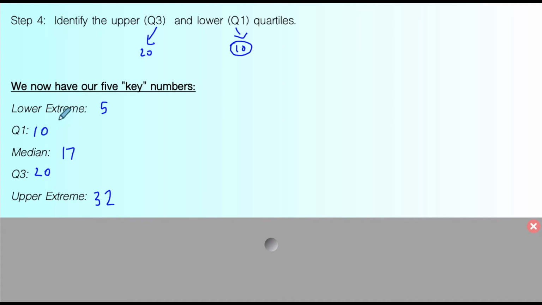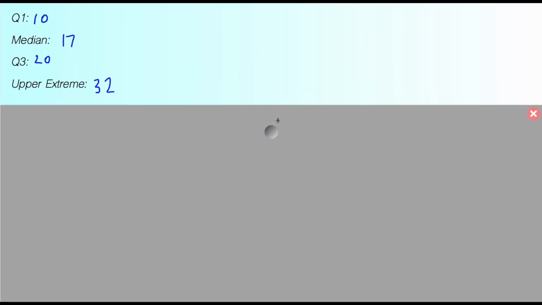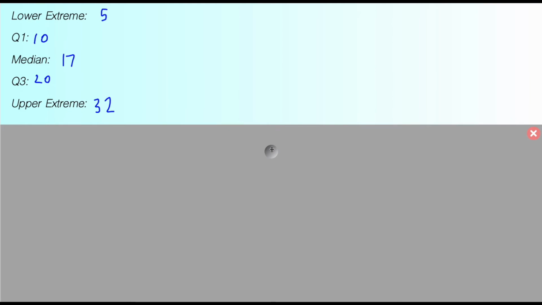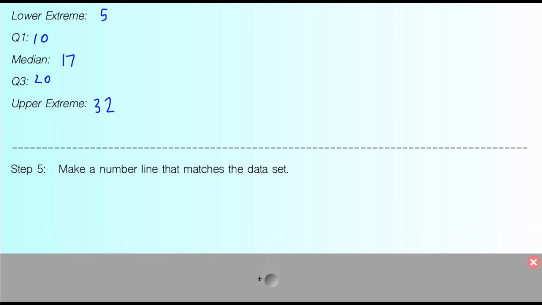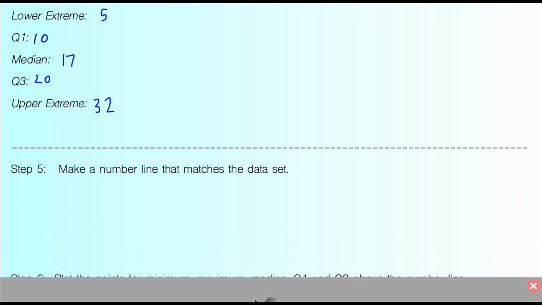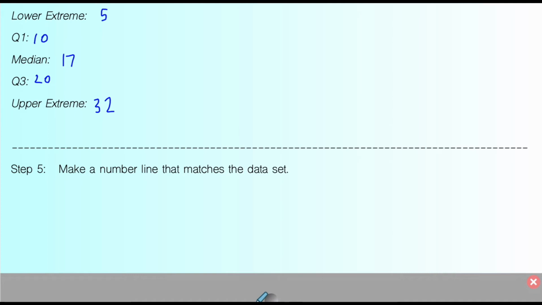If you feel comfortable doing that, you can make a box and whisker plot. You can do it. So here we go. My next step is going to be to take these 5 ingredients, these 5 key numbers, and put them on a number line. So we need to make a number line that somewhat matches this data set. And by matches this data set, I have to have something that goes from at least 5 to at least 32, and I need to count by something that's going to capture as many of these numbers as possible. I am going to count by 5s.